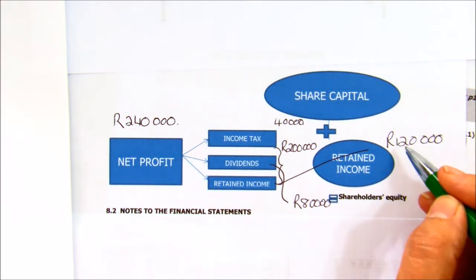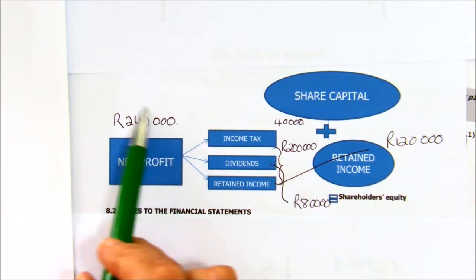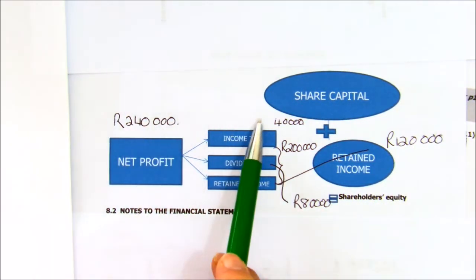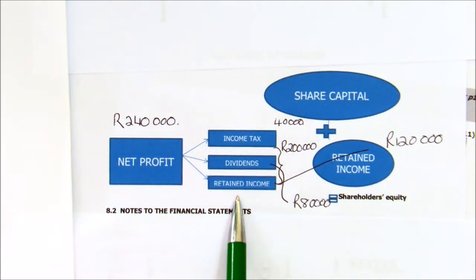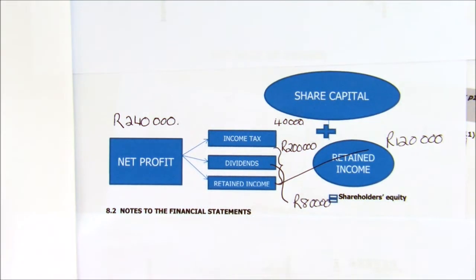And that is what the appropriation account is there for. It's where we appropriate, where we divide. We take our net profit, we show what we are doing with it. How much is income tax, how much is dividend, and how much we are retaining.